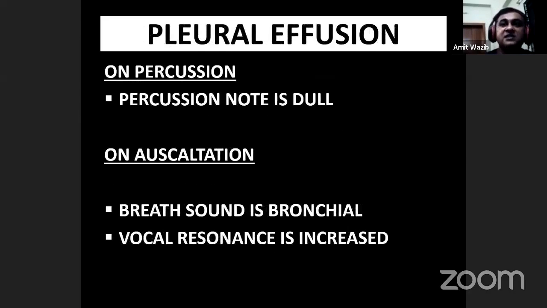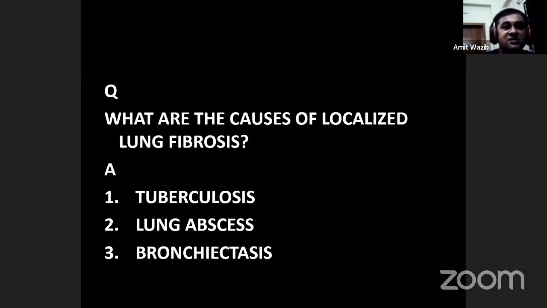There will be dullness on the right lung. And on auscultation, the breath sound will be bronchial. The vocal resonance will be increased. So these are the features of localized fibrosis of lung. So this is the cause. This tuberculosis is responsible for majority of the cases of lung fibrosis, localized lung fibrosis. Other two important causes are lung abscess and bronchiectasis.